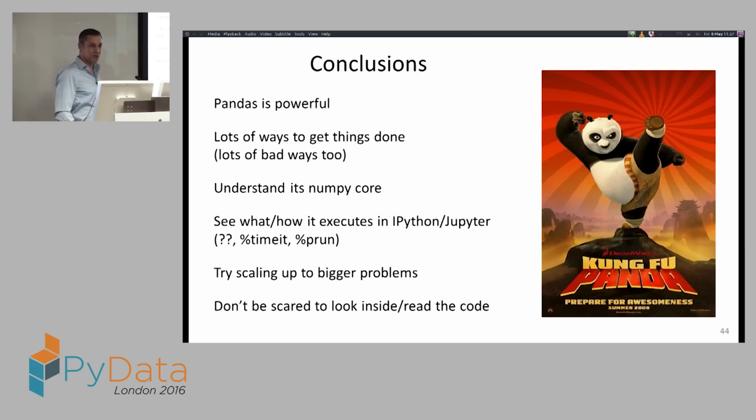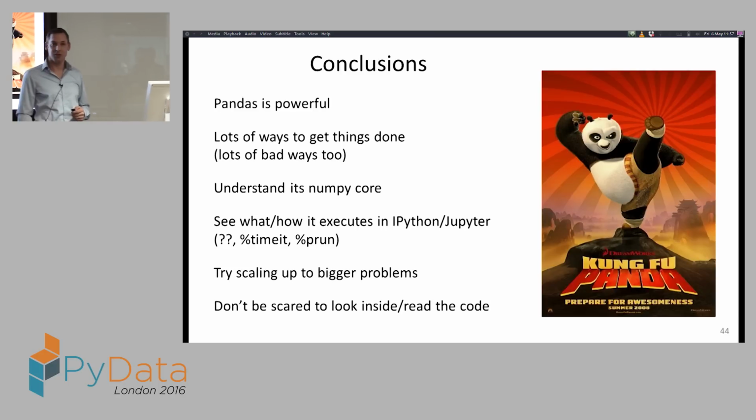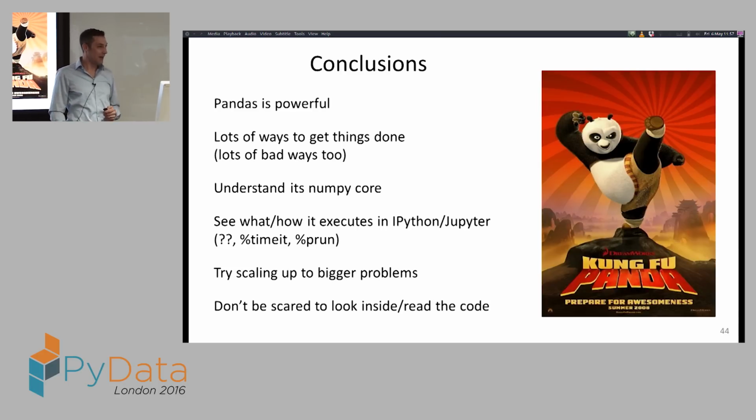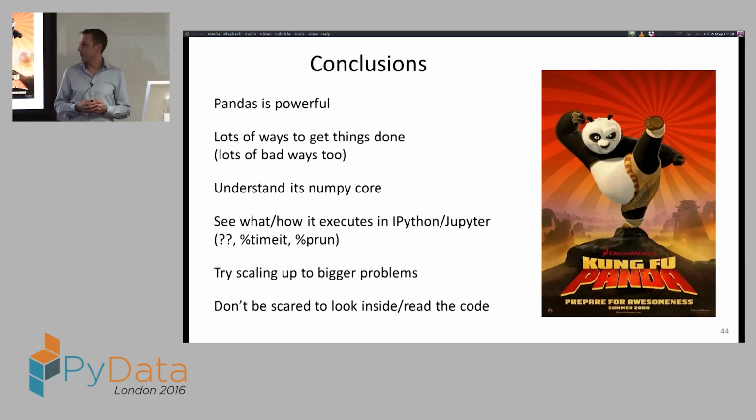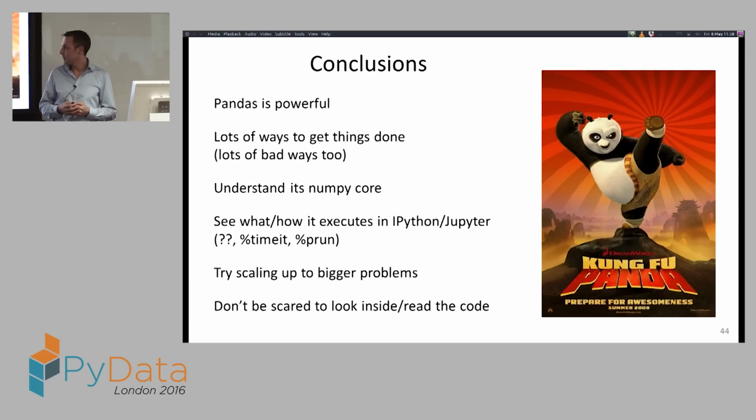So this is the end. The conclusions are that I think Pandas is pretty powerful. It can do a lot, and it can do more all the time, and often it can do that in very few lines of code. The problem is that there are many, many different ways to achieve similar things, and many of them are not very good. To help understand why some are better than others, it is really helpful to understand what's going on in the core of NumPy beneath it.